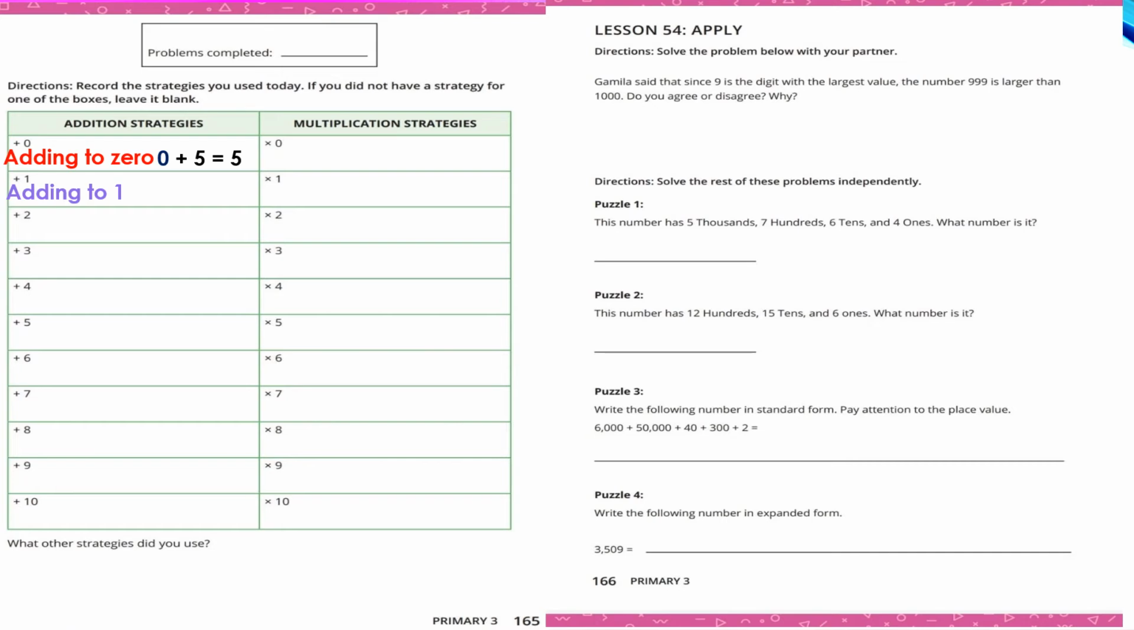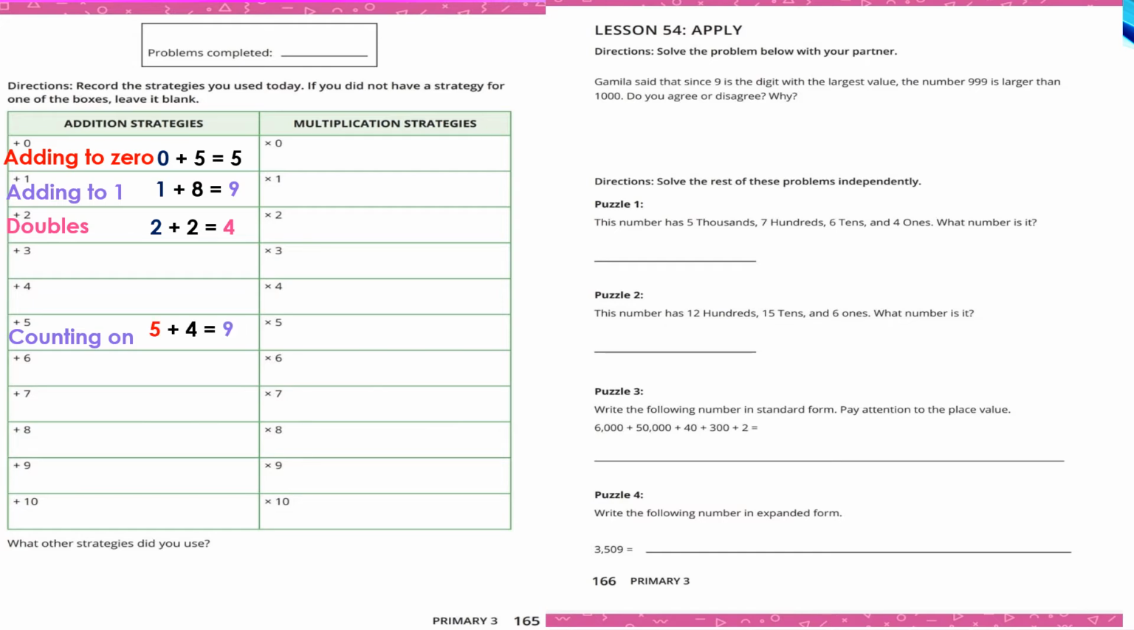Adding to 1. For example, 1 plus 8 equals 9. Doubles. For example, 2 plus 2 equals 4. 3 plus 3 equals 6. 4 plus 4 equals 8.